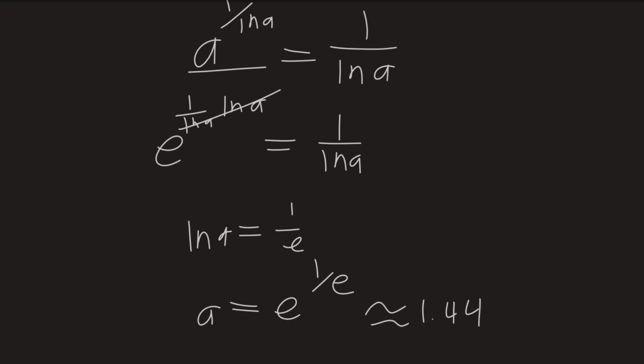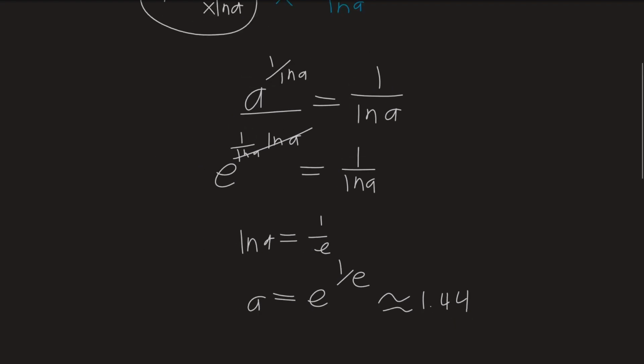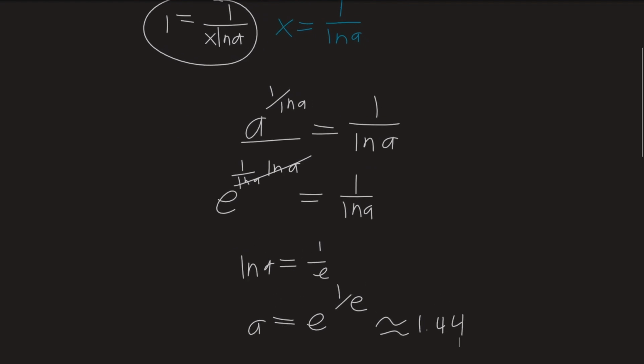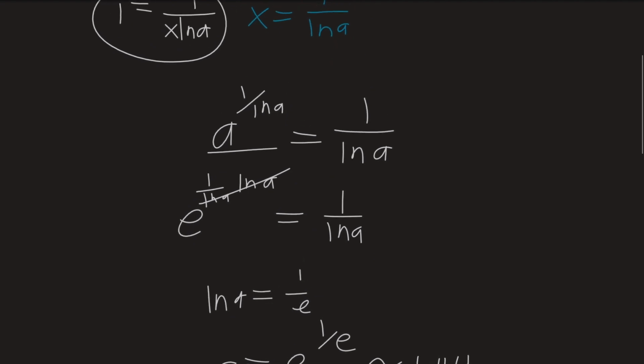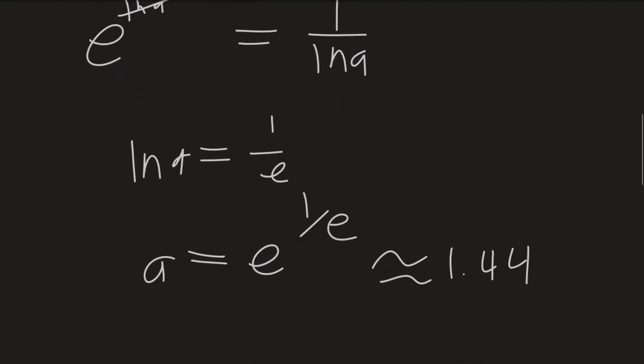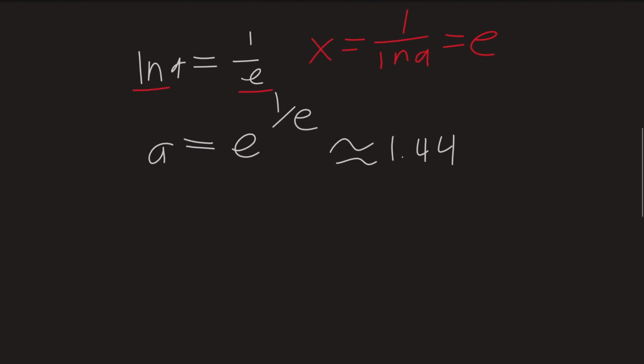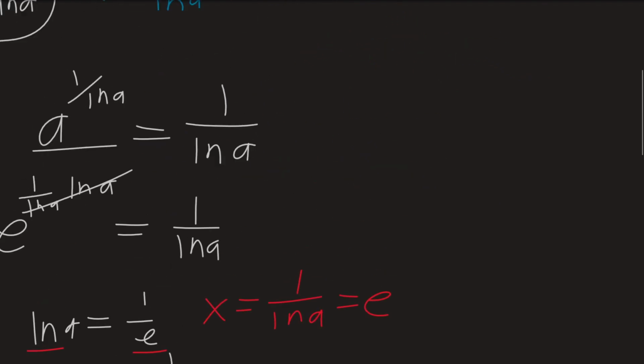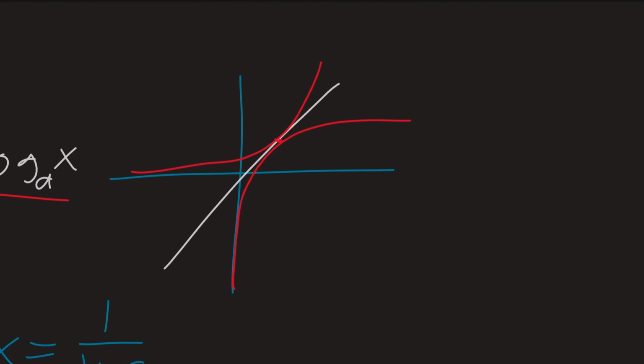Now I did say that after we found the base we would find the actual point of intersection, so let's do that. It's really not that bad, because we know from above that x is equal to 1 over the natural log of a, and we already have the natural log of a here, so x is just e. So what we have here is quite nice. Our point of intersection is e, comma e, and our base a is equal to e to the power of 1 over e.